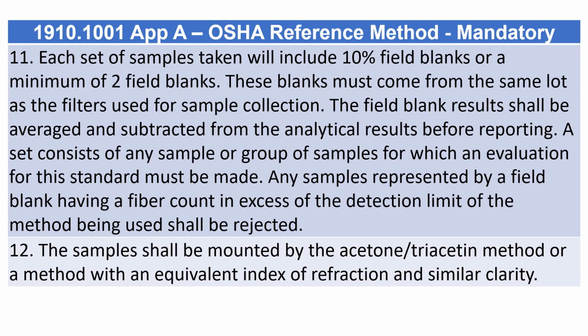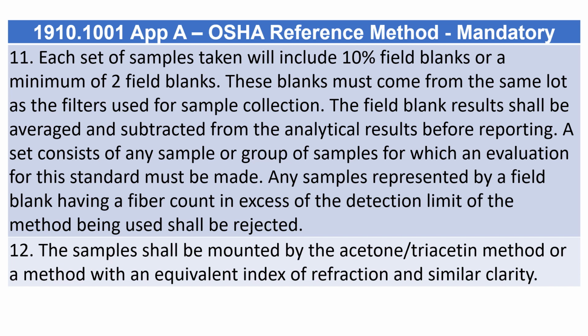11. Each set of samples taken will include 10% field blanks or a minimum of 2 field blanks. These blanks must come from the same lot as the filters used for sample collection. The field blank results shall be averaged and subtracted from the analytical results before reporting. A set consists of any sample or group of samples for which an evaluation for this standard must be made. Any samples represented by a field blank having a fiber count in excess of the detection limit of the method being used shall be rejected.